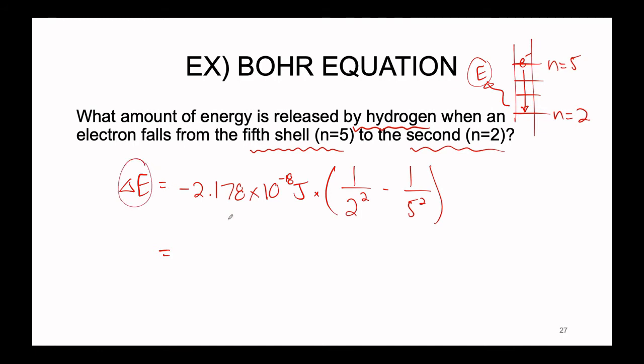So in crunching our numbers, what we find is an energy difference of negative 4.574 times 10 to the negative 19 joules, where again, the negative sign here is directional, meaning that this is the amount of energy that is emitted. It is leaving the atom.